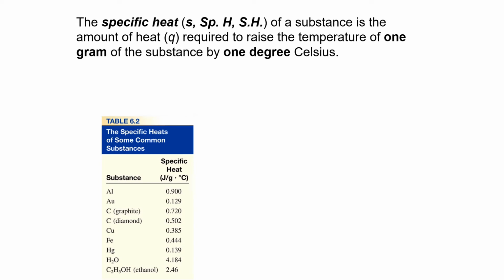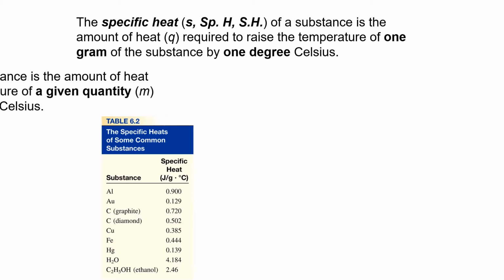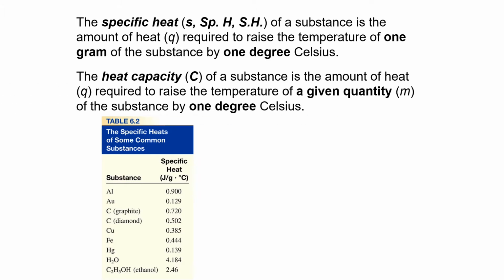Okay, now we're going to introduce some of the other variables that we use to calculate Q, or heat flow. The first variable we're going to talk about is specific heat. There are several ways to abbreviate this. You might see just S, SP, H, SH. I tend to use SPH.